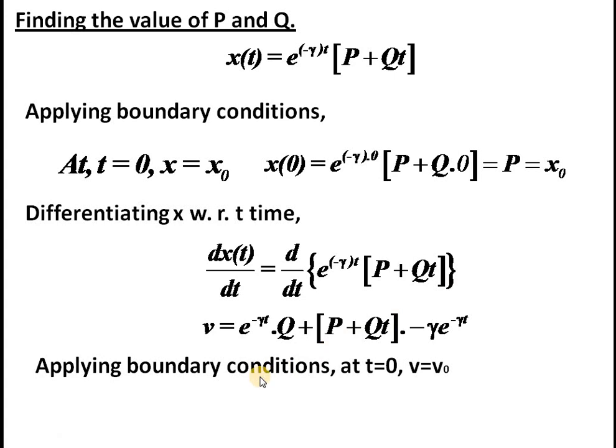Again, you can apply the boundary condition: time t is equal to 0, velocity is equal to v0. So what we will get, v0 is equal to e raised to minus gamma 0 into q plus e into q into 0. Okay, we are applying time t is equal to 0. So only this term will remain, and this will become 0.